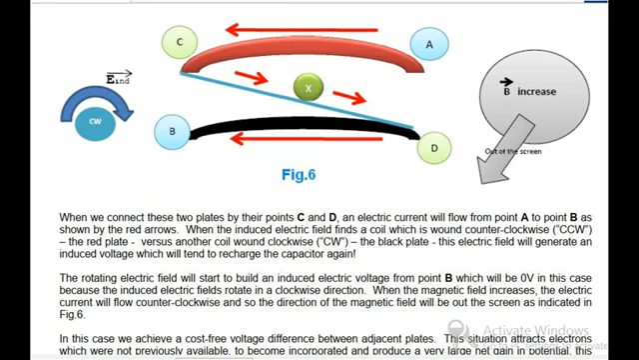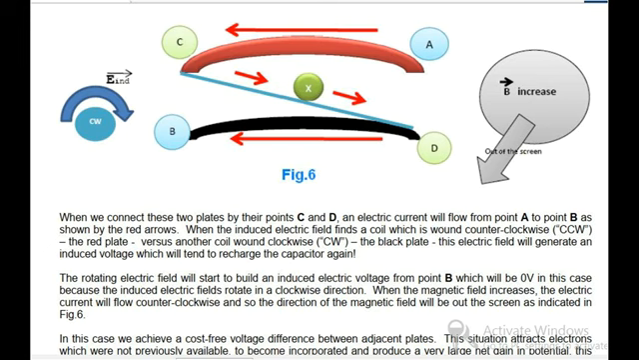When the induced electric field finds a coil which is wound counterclockwise, CCW, the red plate, versus another coil wound clockwise, CW, the black plate, this electric field will generate an induced voltage which will tend to recharge the capacitor again. The rotating electric field will start to build an induced electric voltage from point B, which will be 0V in this case because the induced electric fields rotate in a clockwise direction. When the magnetic field increases, the electric current will flow counterclockwise, and so the direction of the magnetic field will be out of the screen as indicated in Fig. 6.